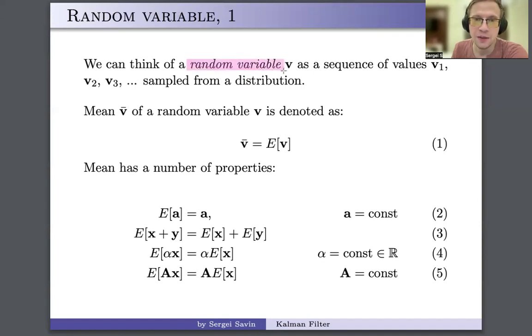So let's say we have a random variable v. We can think of it as a sequence of values, v1, v2, v3, sampled from a distribution. All right. I'm not sure how long I need to spend on discussing this point, but you can imagine you have a distribution which basically gives you probabilities, if you want, chances of getting any particular value of your variable.